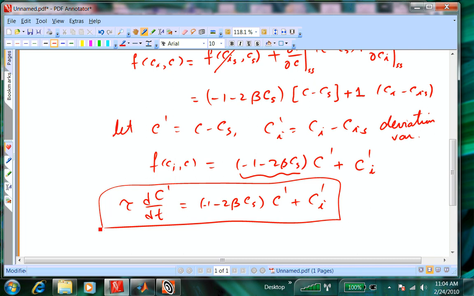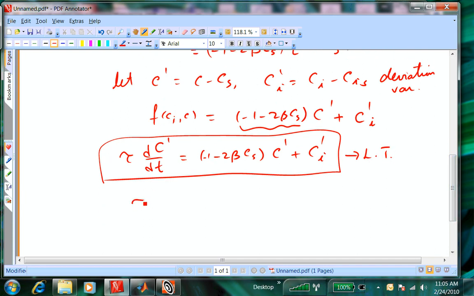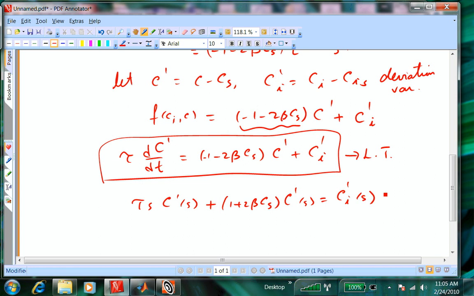Now what do you do next? What we want is a relationship between CI and C, the input concentration to the output concentration. So take the Laplace transform and go into the Laplace domain. You're going to get tau s C prime(s) plus, you can bring this to the left hand side, 1 plus 2 beta CS times C prime(s) equals CI prime(s). Okay, just taking the Laplace transform, I moved the C term to the left hand side in the same step.